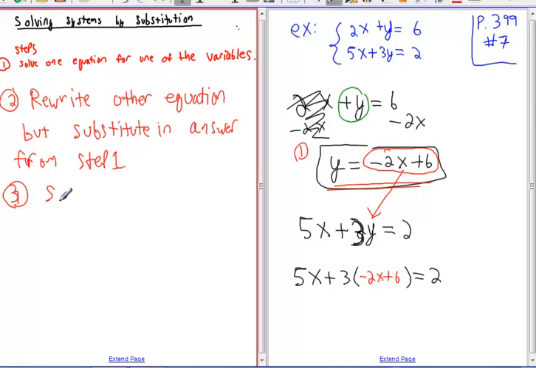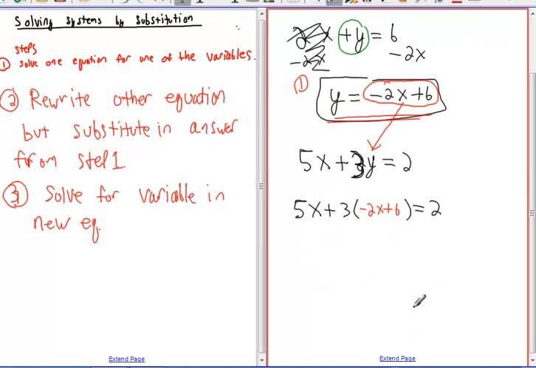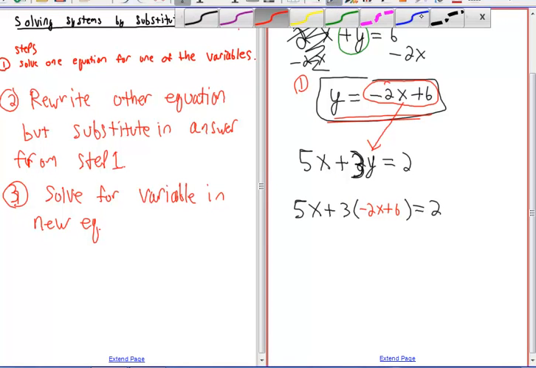Step 3: solve for the variable in the new equation. So the new equation is the bottom one, of course. So we want to solve for the variable in that equation. Well, let's just go ahead and solve.